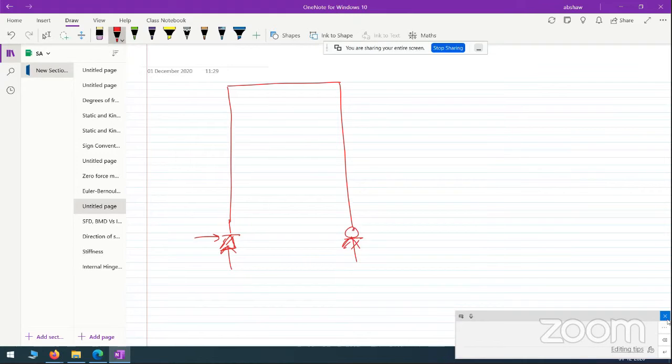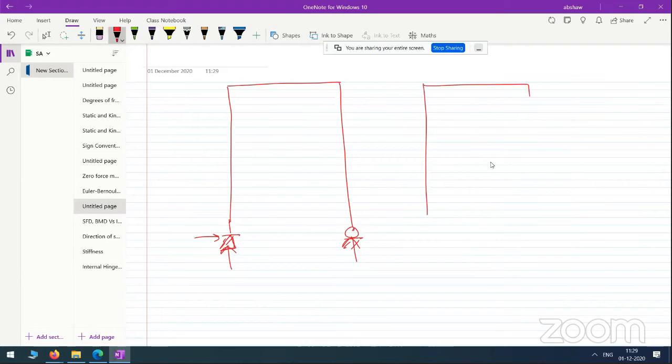Now, if we make the truss like this, you make this fixed and make this a hinge. Okay, so you have 3 reactions here and you have 2 reactions here. So total reactions are 5, number of equations available 3, so your static indeterminacy is 2. This indeterminacy is due to the addition of more constraints in the form of supports. Okay, this is called external indeterminacy.